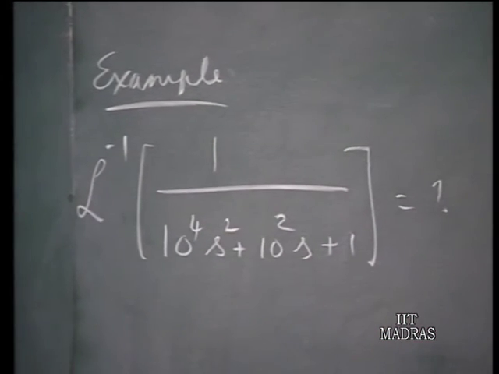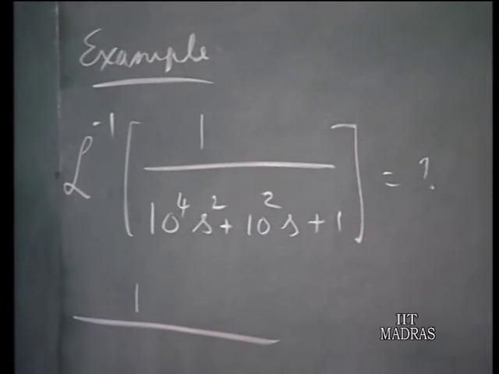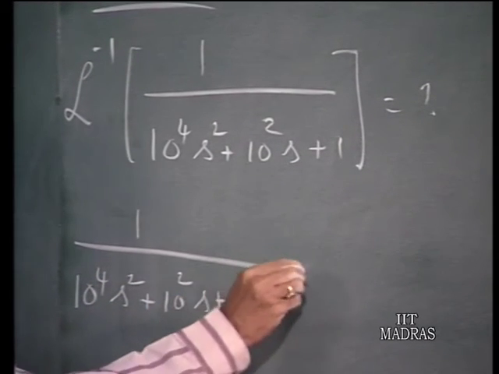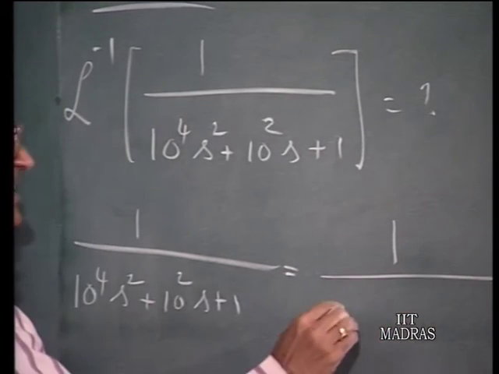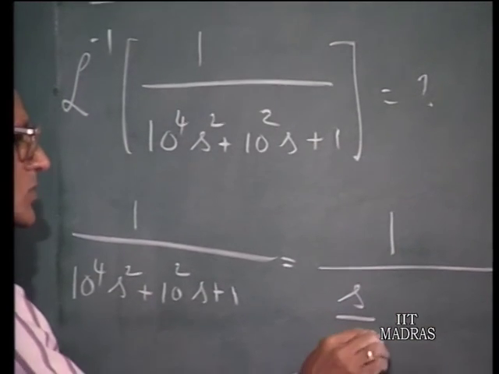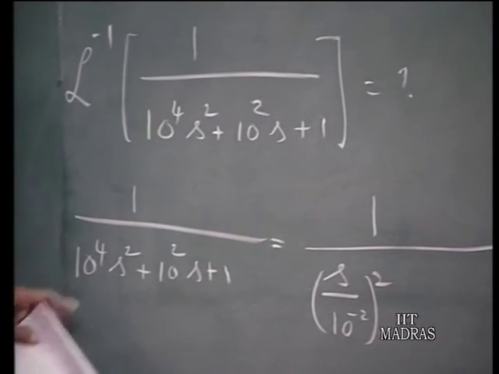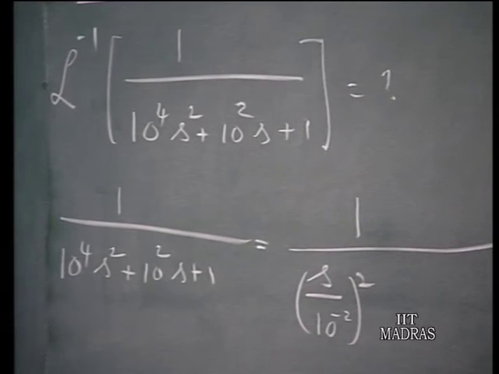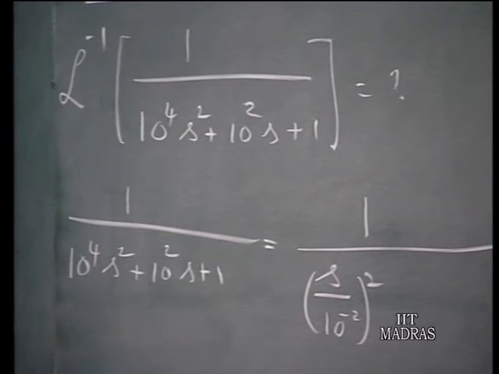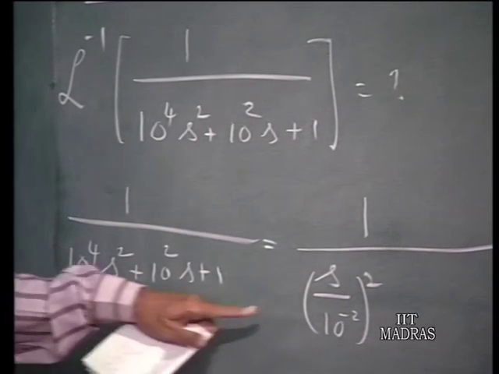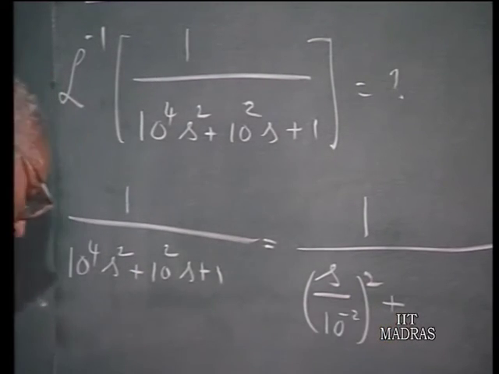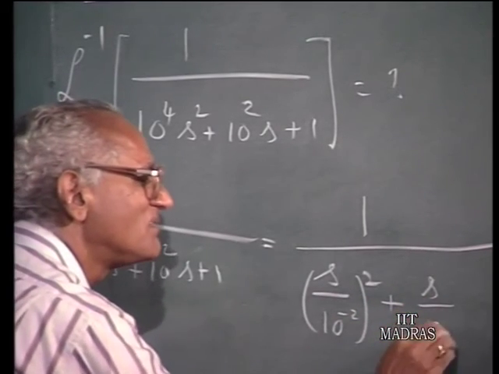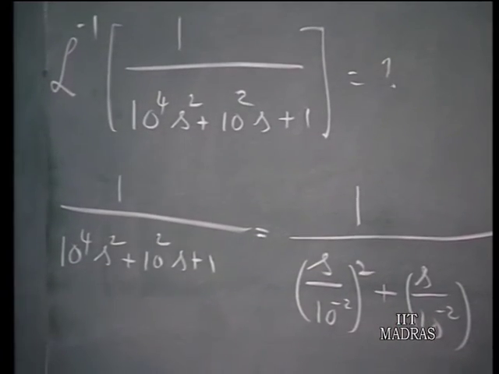So, we can scale this in the frequency domain in this fashion. 1 over 10 to the power of 4 s squared plus 10 squared s plus 1 can be written as 1 over s upon 10 to the power of minus 2 whole squared. Suppose I divide this by the same thing, 10 to the power of 4 s squared divided by 10 to the power of 4, or 10 to the power of 4 if you carry it in the denominator is 10 to the power of minus 4. The same thing can be expressed in this fashion, and then this can be written as again s upon 10 to the power of minus 2, which is the same thing as 10 squared times s, plus 1.